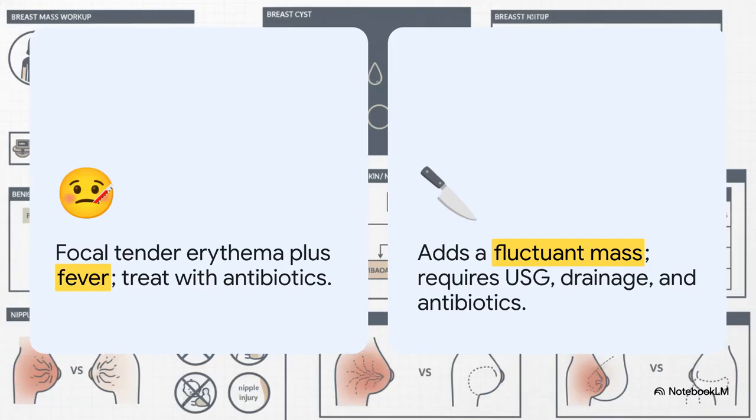You have to be able to distinguish mastitis from an abscess by the physical exam. Mastitis gives you focal tender erythema plus a fever, and it's treated with analgesia, continued breastfeeding, and antibiotics. A breast abscess, on the other hand, adds a fluctuant mass to the mix, and that requires an ultrasound, drainage, and antibiotics. With mastitis, you absolutely instruct the patient to keep breastfeeding or pumping. Emptying the breast is so critical for clearing that stagnant fluid. But if you feel a fluctuant, palpable mass, it's progressed to an abscess. That immediately shifts the management to include an ultrasound for confirmation, followed by incision and drainage along with those systemic antibiotics.